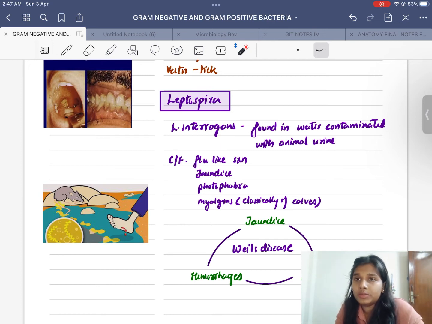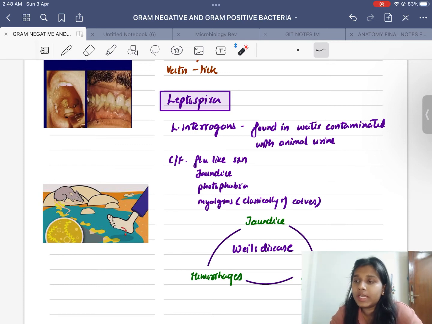What will happen? You will start having flu-like symptoms. There can also be liver involvement, presenting with jaundice, photophobia, and then muscle aches. So muscle pain and flu-like symptoms after walking in flooded areas, if that's the case, they're talking about Leptospira. After walking in a flooded area, a patient presents with myalgias and flu-like symptoms, think about Leptospira.